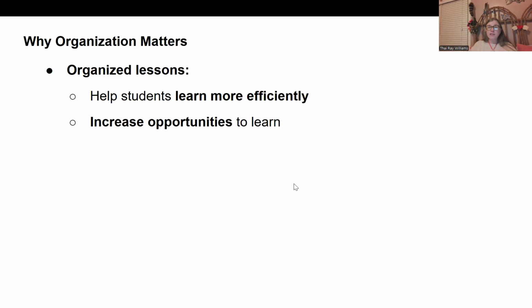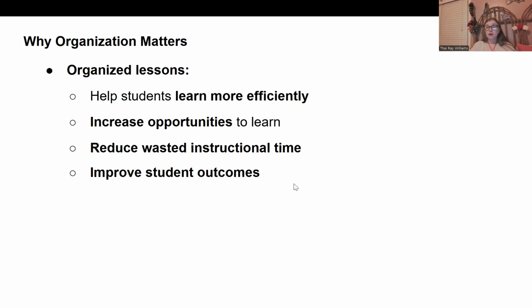So why does that organization matter? Well, it helps students learn more efficiently. It increases their opportunities to learn, their opportunities to respond. We'll talk about opportunities to respond later, but it increases their opportunities to learn. It reduces any kind of wasted instructional time, because it's very organized. It improves students' outcomes. You can imagine what it would be like if you taught a lesson that was unorganized.